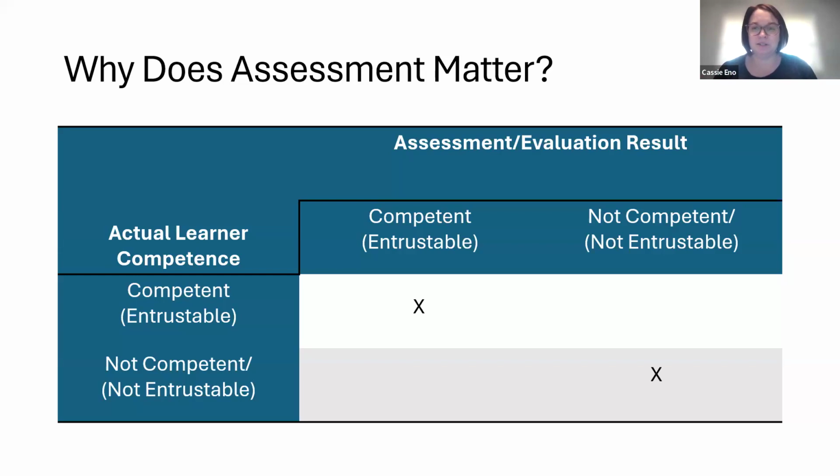No harm is done. So if we think about when these two constructs don't line up, a competent learner that is found to be not competent based on our assessment tools, in that case we have a mismatch, and that is at the detriment of the learner, right?